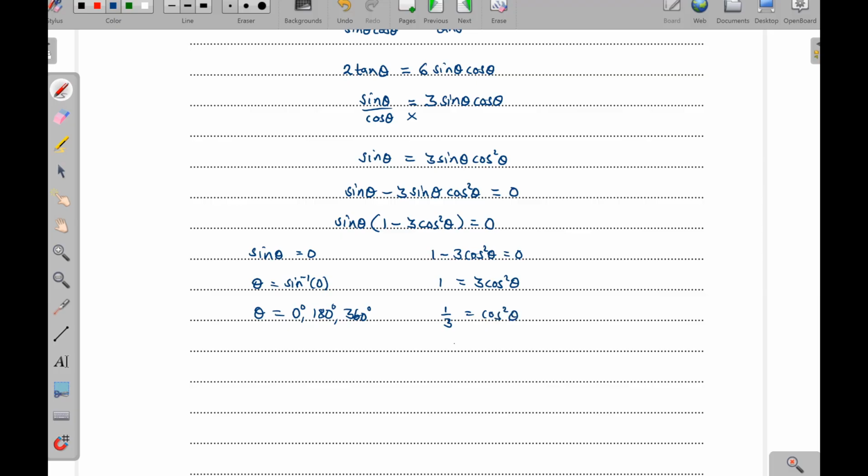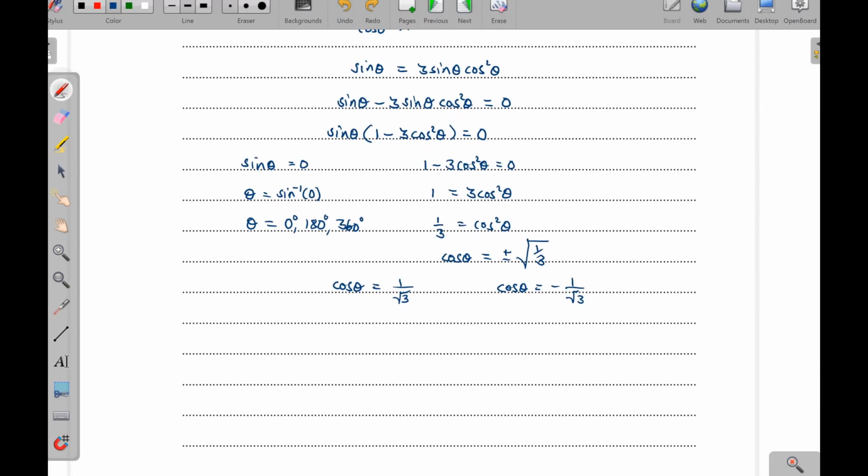You take the square root, that means cos of theta can be equal to plus or minus the square root of 1 over 3. So meaning you have cos of theta, which is equal to 1 over the square root of 3, and also cos of theta, which is equal to negative 1 out of the square root of 3. Remember, whenever you take the square root, you have to consider a plus or the minus.